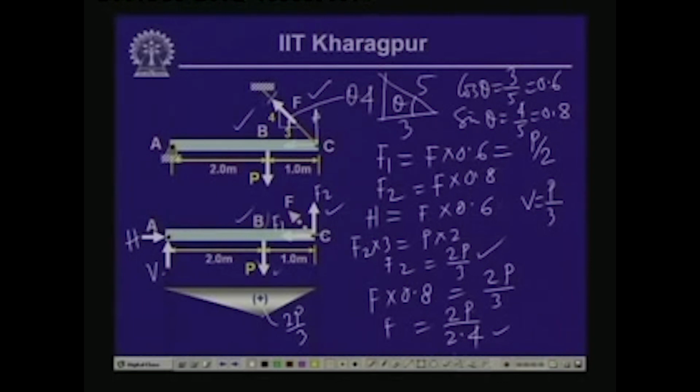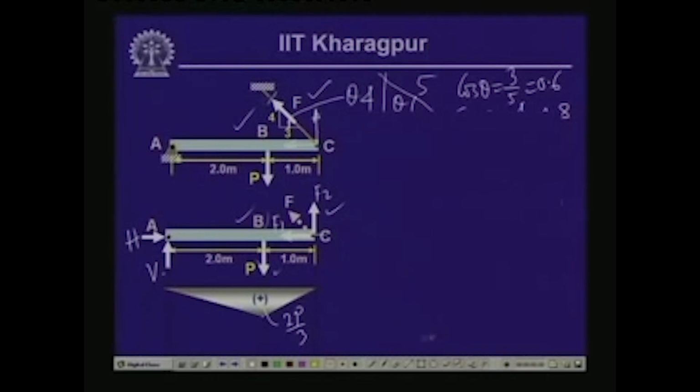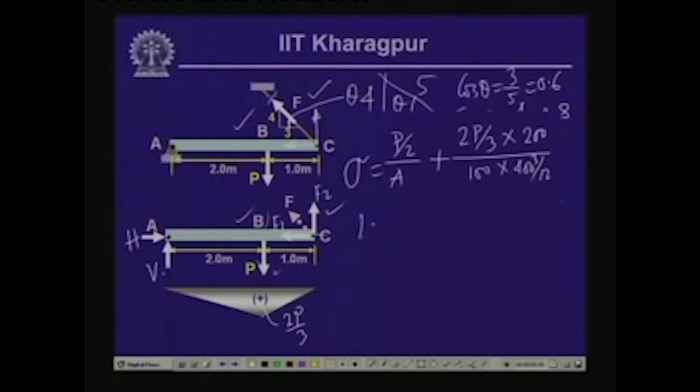Now, if we compute the value of the maximum normal stress, this equals P by A. Now, axial force is P by 2, divided by A, plus My by I, where M is 2P by 3, y is 200 and I is the moment of inertia, which equals 100 into 400 cube by 12. So, if we compute this, this equals the stress sigma, and sigma equals 120.